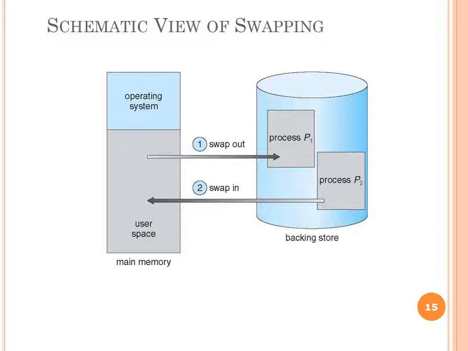Now consider a variant of the swapping policy for priority-based scheduling. In this method, if a higher priority process arrives and wants service, the memory manager can swap out the lower priority process, as shown in the figure. When the higher priority process finishes, the lower priority process can be swapped back in and continued, and this is known as the roll out, roll in method.